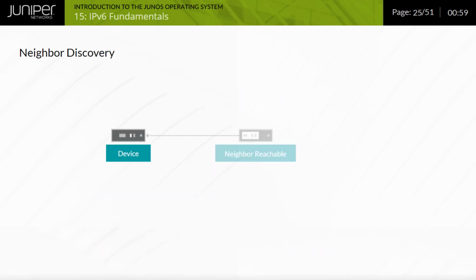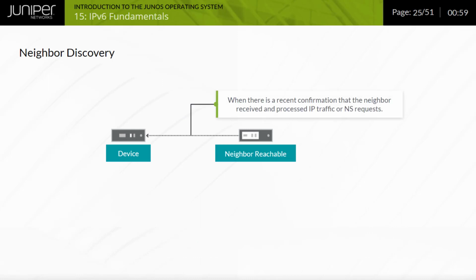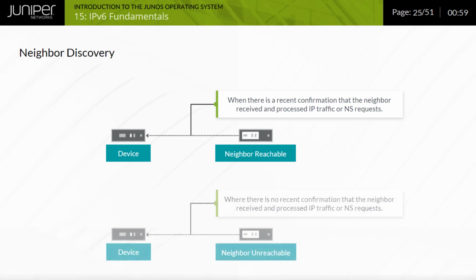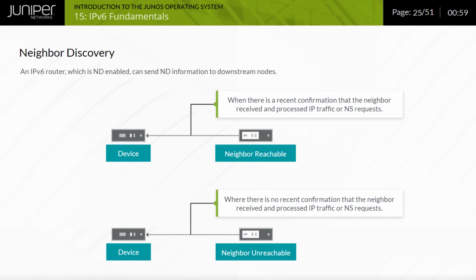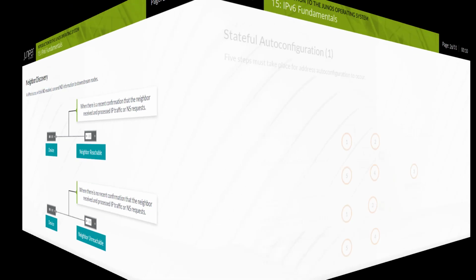A device views a neighbor as reachable when the device receives recent confirmation that the neighbor received and processed IP traffic or neighbor solicitation, or NS, requests. Otherwise, the device considers the neighbor unreachable. An IPv6 router with ND enabled can send ND information to downstream nodes. ND is optional on IPv6 devices.